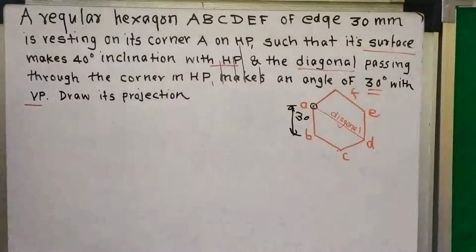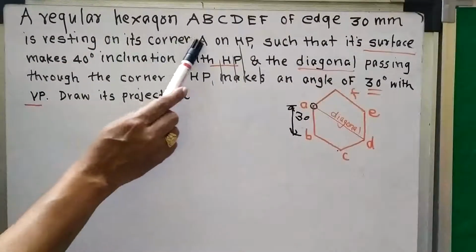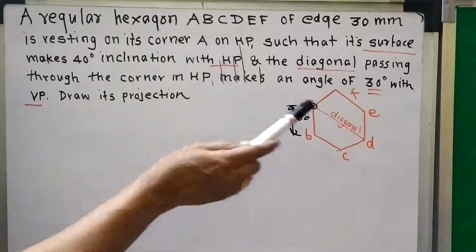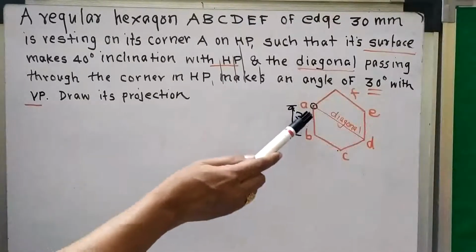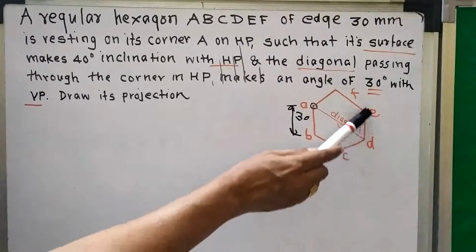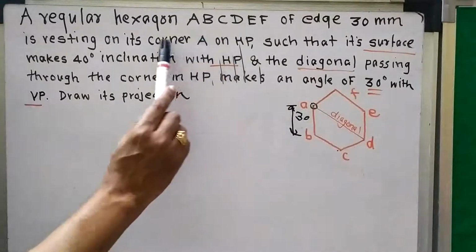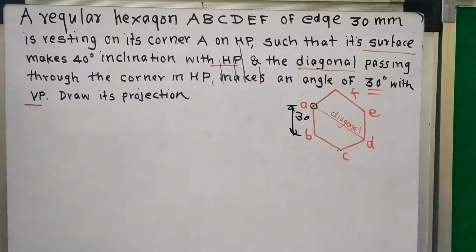Now let's start with the third problem of the assignments. A regular hexagon ABCDEF of edge 30 mm is resting on its corner A on HP. So this is the regular hexagon I have shown, ABCDEF, of edge 30 mm. So this AB is 30, then this BC is also 30. Each side is of 30 mm. And it is resting on the corner on HP. So let's say A is the corner on HP.